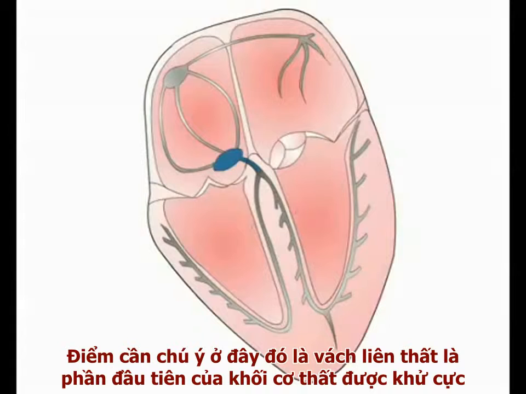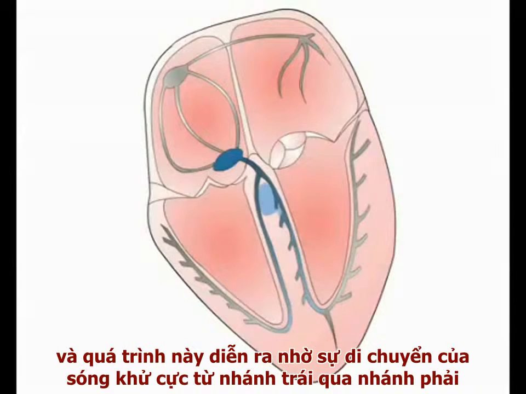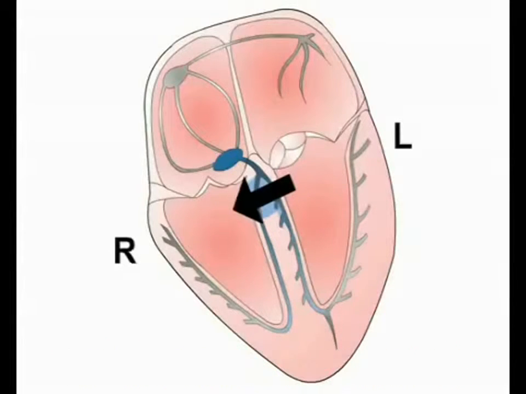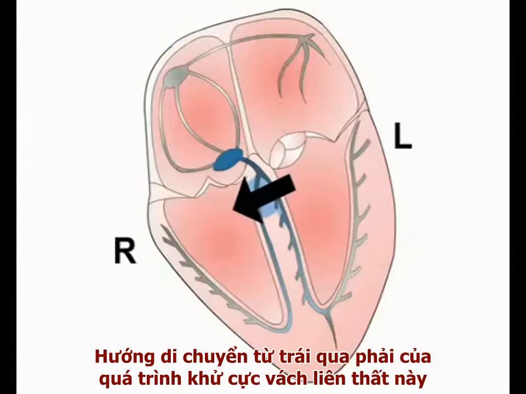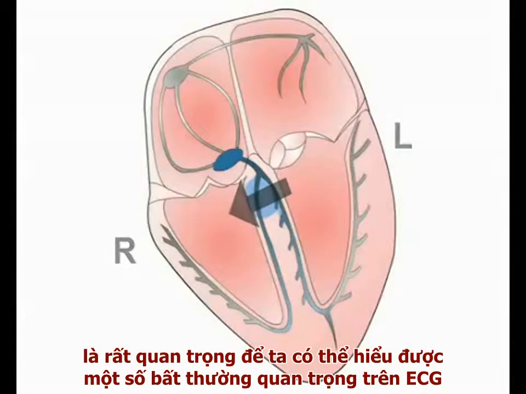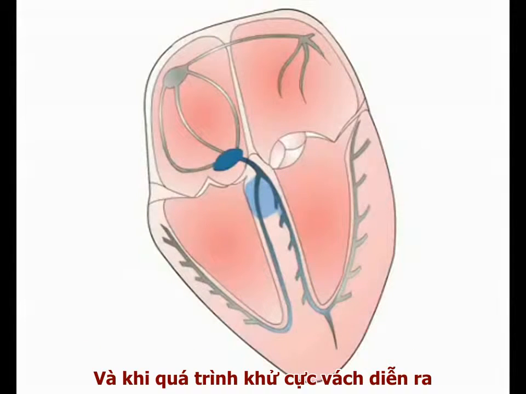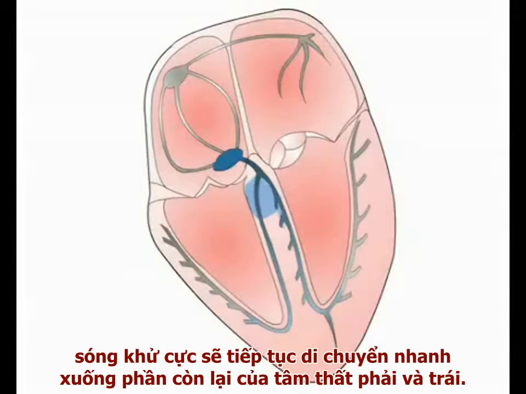We should note at this point that the interventricular septum is the first part of the ventricular muscle mass to depolarize, and it does so by movement of current across the septum from the left towards the right bundle branch. We'll see later that this early left to right movement of current in the septum is crucial to understanding several important ECG abnormalities. As septal depolarization is taking place, the depolarizing wave begins to spread rapidly through the bulk of the left and right ventricles.